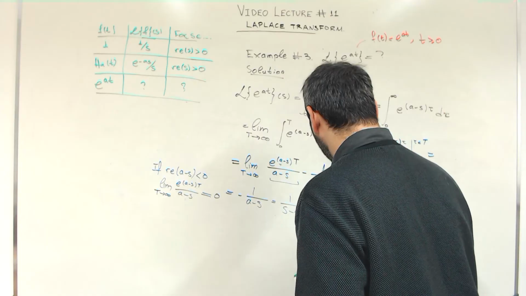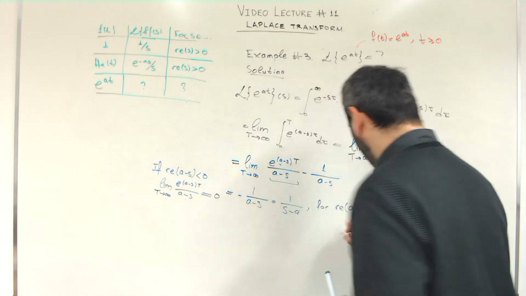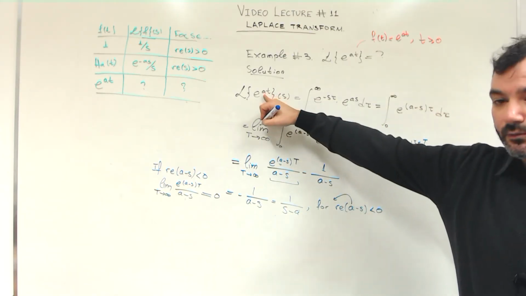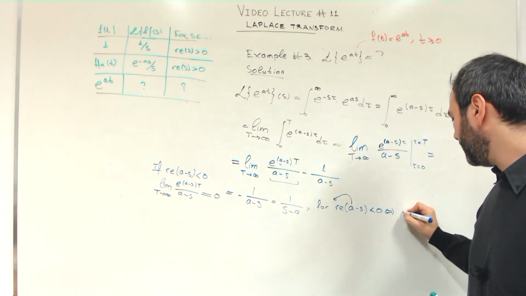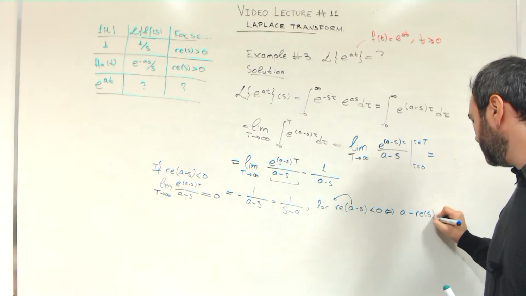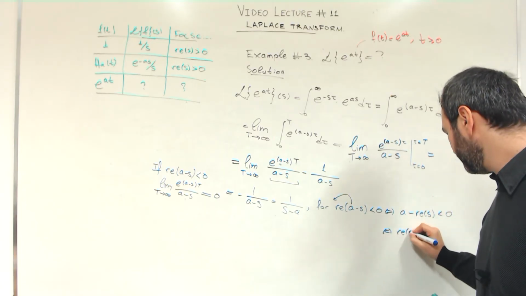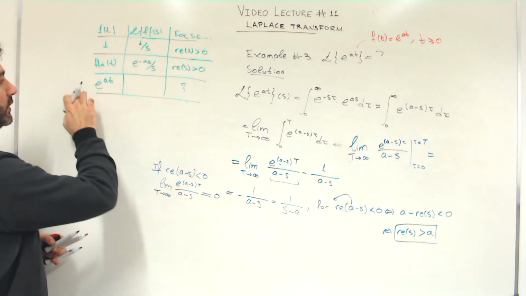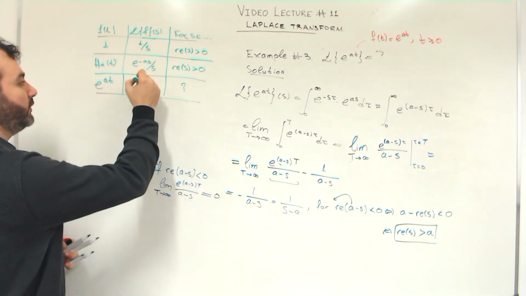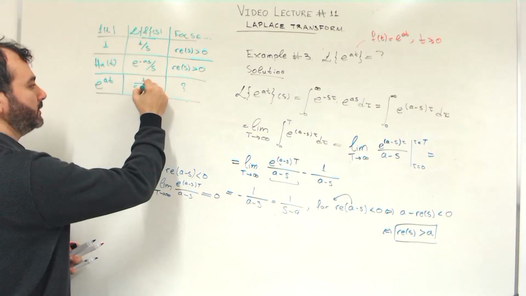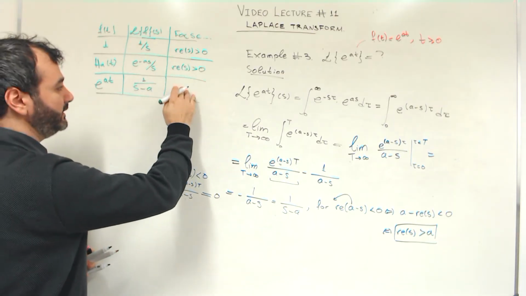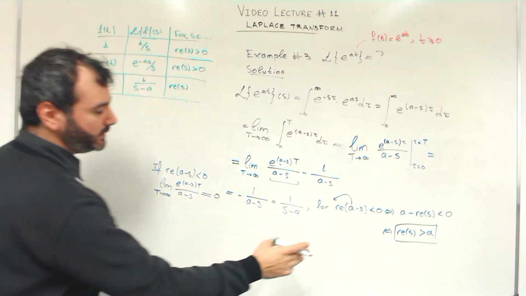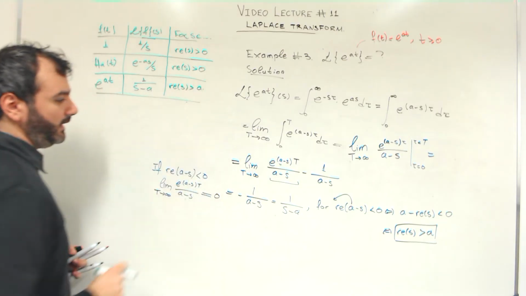For the real part of a minus s being negative, but this a is a real number. A here, we took it to be a real number. So equivalently, we can write a minus real part of s is negative. And it's not over yet, but let's write the result here. So exponential to the power at is 1 over s minus a, and this is defined for all those s which are complex numbers with a real part above a.